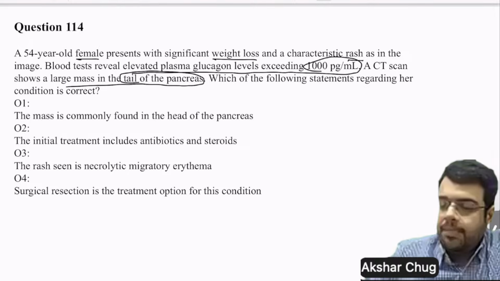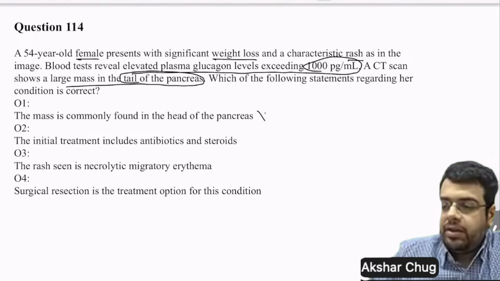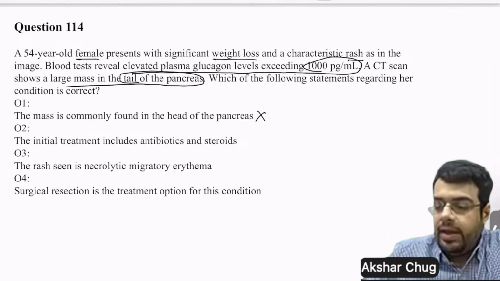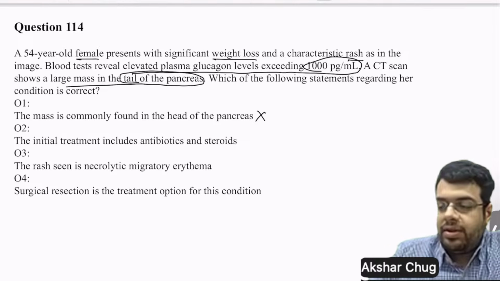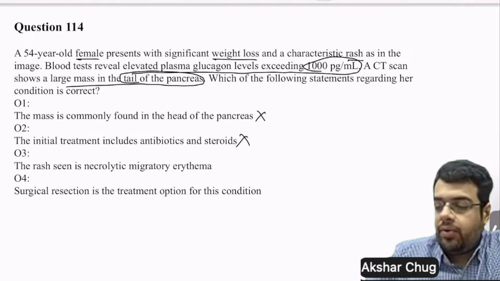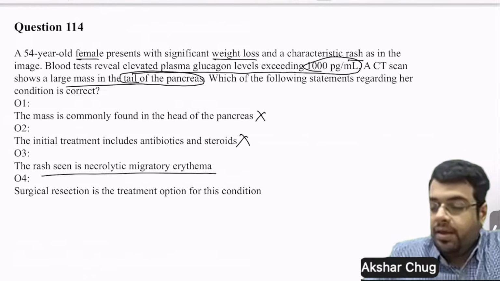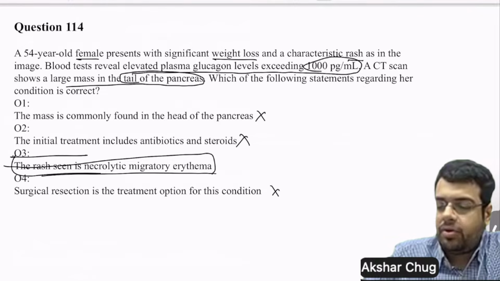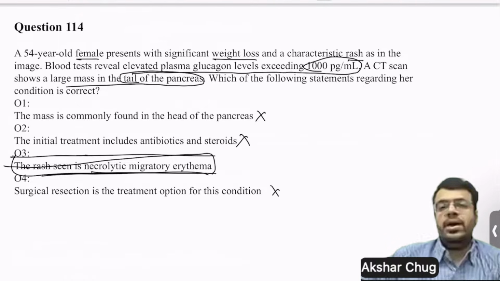The mass is commonly found in the head of the pancreas. No. Normally, insulinoma is found in the head of the pancreas. Initial treatment includes antibiotics and steroids. No, it is not an infective condition. The rash seen is necrolytic migratory erythema. Surgical resection is a treatment option for this condition. Again, this is an incorrect statement. So option 3 happens to be the correct statement. The classical rash seen in glucagonoma is necrolytic migratory erythema.